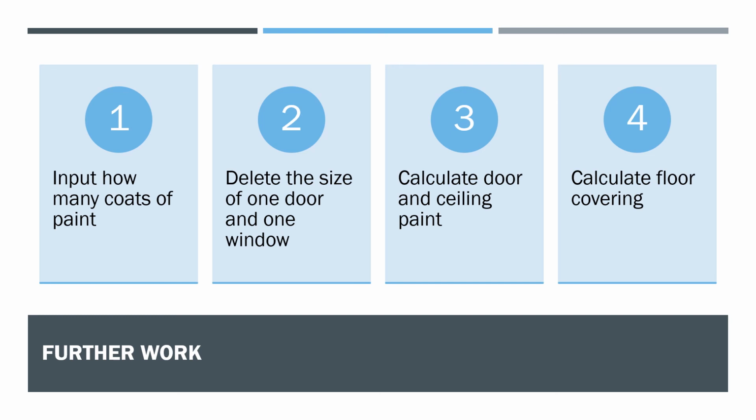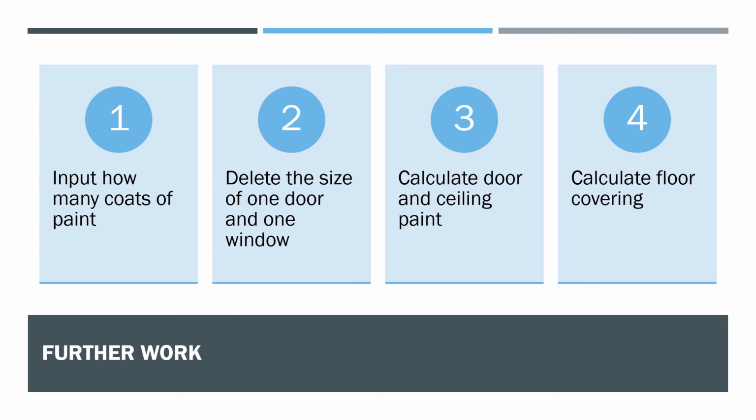You can get the user to input how many coats of paint they want to put on, because that paint requirement was calculated assuming just a single coat of paint. Obviously, if you put 2 coats of paint, that's going to double the amount of paint that you need.